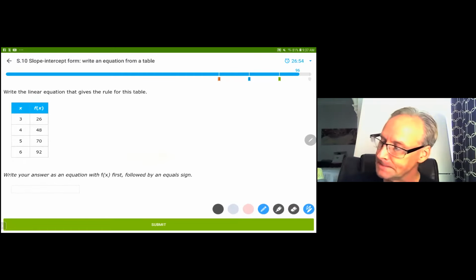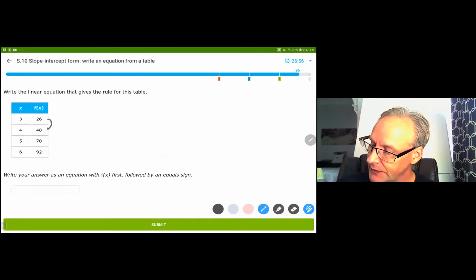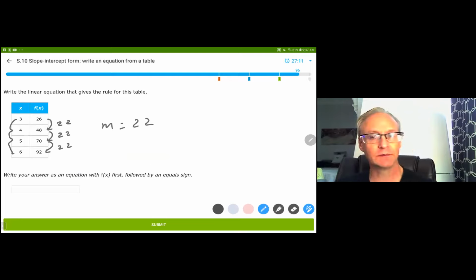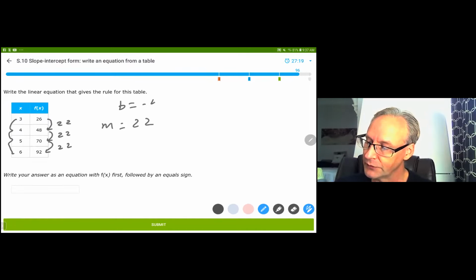We're getting there. All right, looks like we went up 22, up 22, up 22. Yep, we went up 22, and these are going up by ones. So the slope is 22, and 22 times 3 is 66, and it's going to be kind of hard to get to the 26, but it's minus 40. If you can see it, great. Remember, you can always substitute it all in and figure it out.